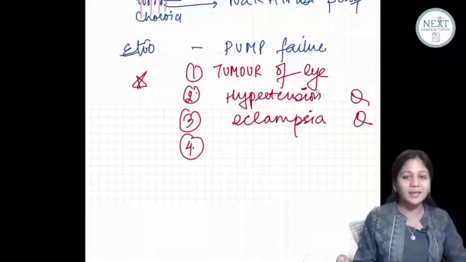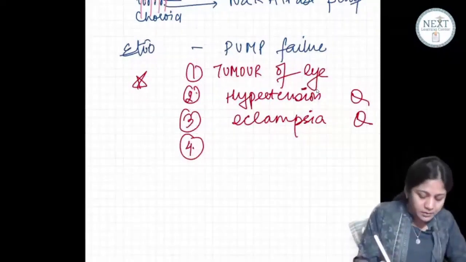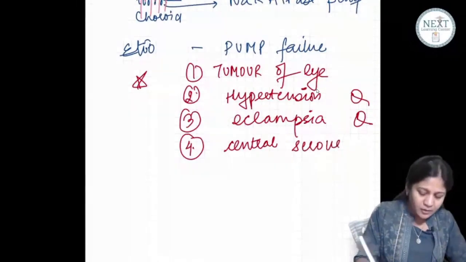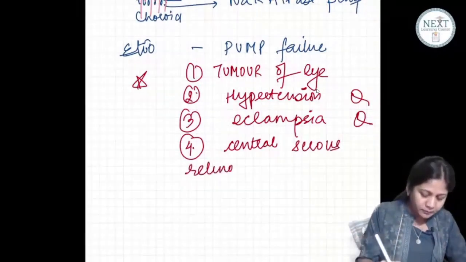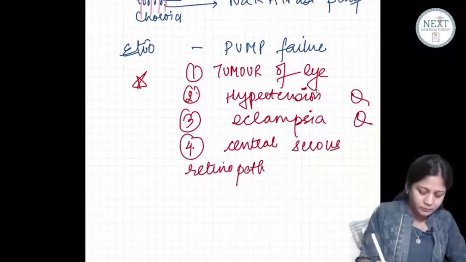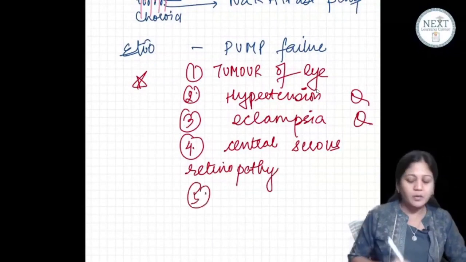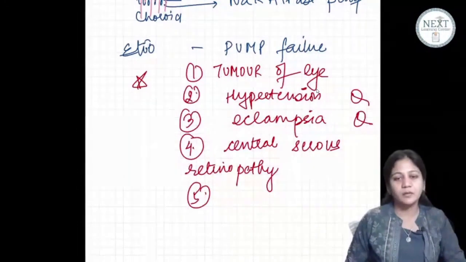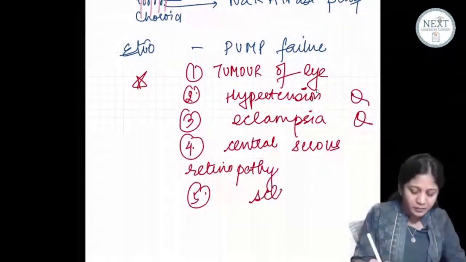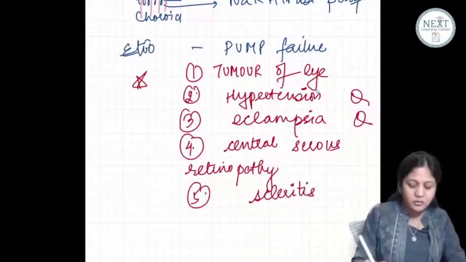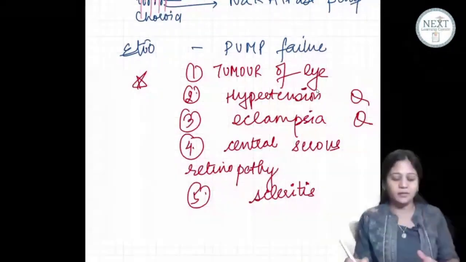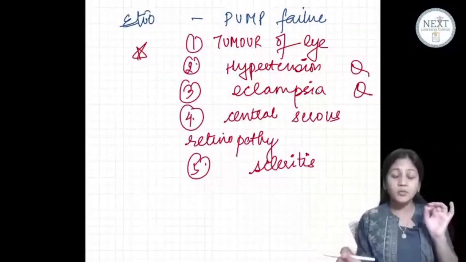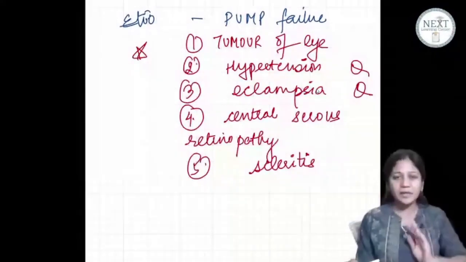The next one is central serous retinopathy. The next one is inflammation of sclera, which leads to inflammation of choroid. Scleritis. Okay? There are so many conditions, almost 16 causes are here, but you remember at least 5.